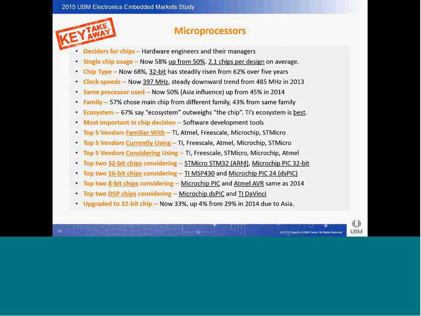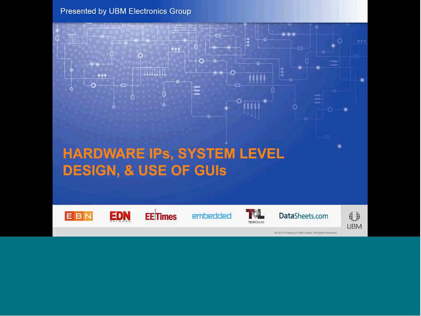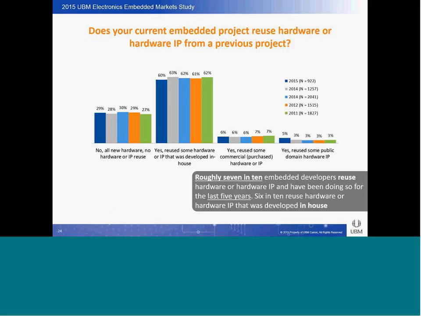And let's go on to hardware IP, intellectual property, system level design, and the GUIs, in other words, tools. To develop and create new products, very often what they're doing is they're just using hardware and hardware intellectual property from a previous design. In other words, a lot of the projects worked on today are just revisions, and I think I mentioned this in the last lecture.